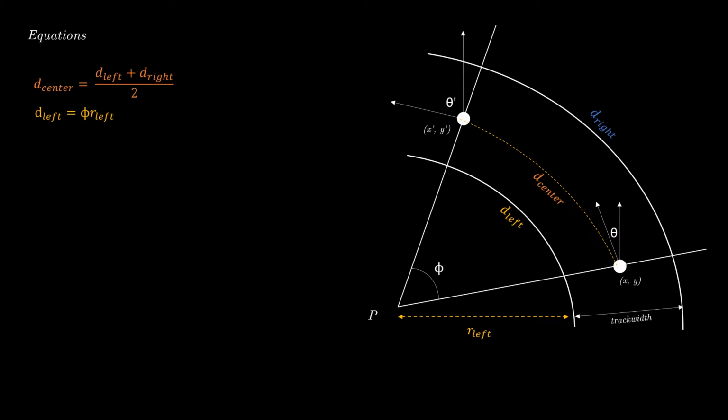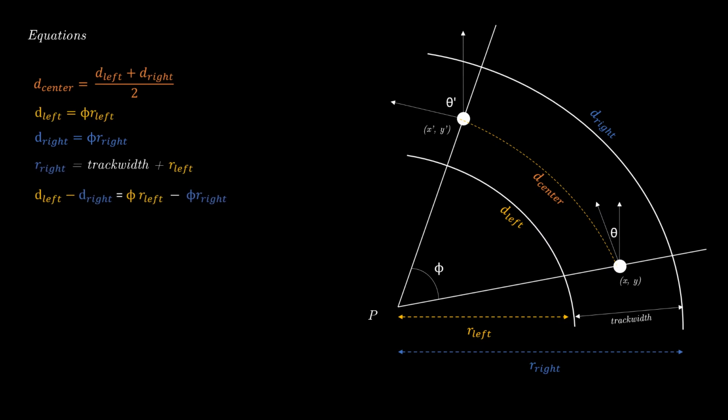The next variable is r left, which is the radius of d left with respect to point P. Doing a basic arc length calculation, we can deduce that d left is equal to phi times r left, and the same goes for r right. The next variable we're going to find is track width. This is just the distance from the middle of your left wheel to the middle of your right wheel on your actual robot, and we define this to be r right minus r left.